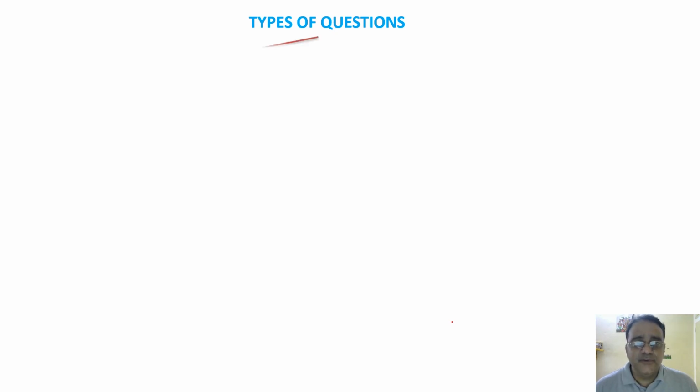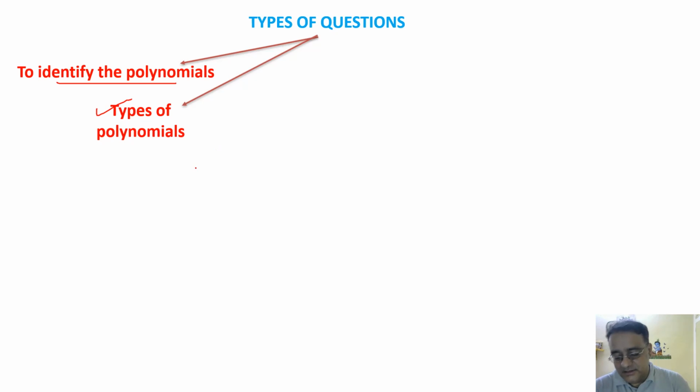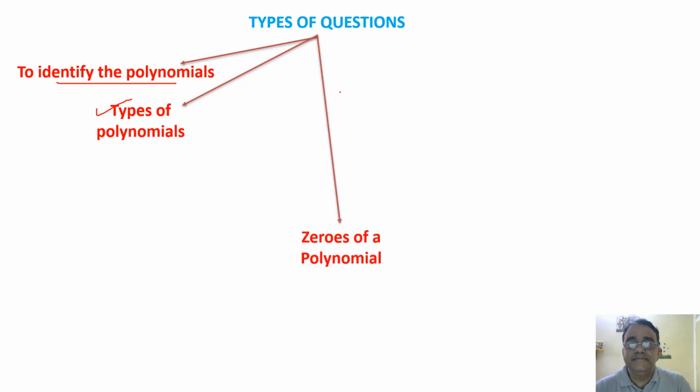So the first type of question is to identify the polynomials. The second type of questions is based on types of polynomials. In this, we'll see the main types first. The next one is zeros of a polynomial. And the fourth one is the remainder theorem.